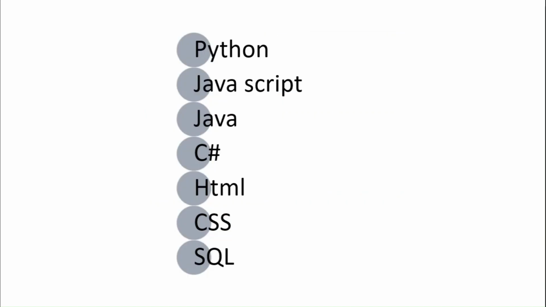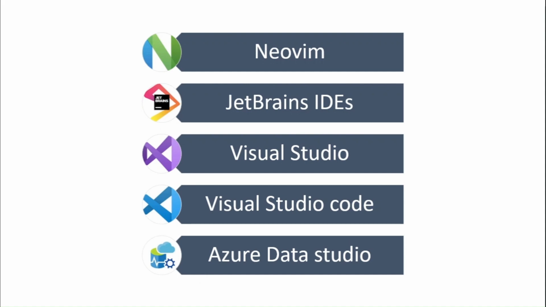These are some of the languages, and many more languages are supported by GitHub Copilot. Some are Python, JavaScript, Java, C#, HTML, CSS, and SQL. And these are some of the code editors, along with others like Neovim, JetBrains, Visual Studio Code, and Azure Data Studio.